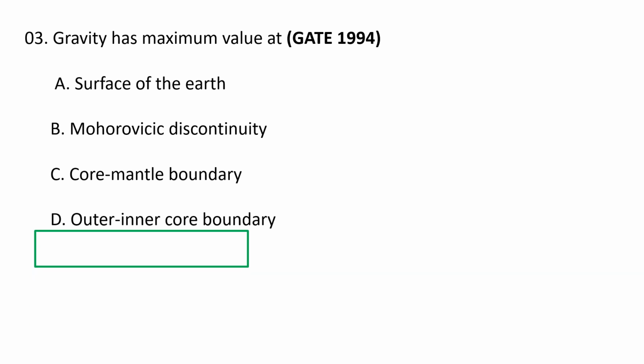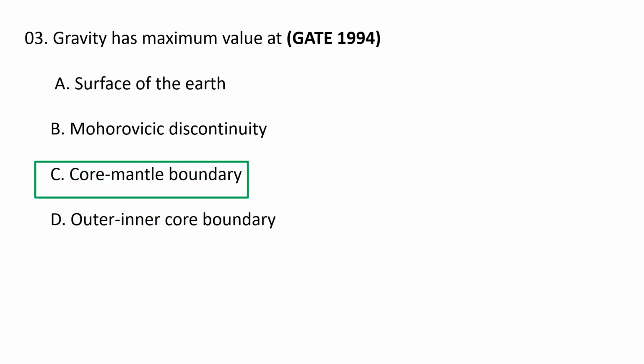Next question. Gravity has maximum value at A. Surface of the earth, B. Mohorovicic discontinuity, C. Core mantle boundary, D. Outer core inner core boundary. So gravity has a maximum value at the core mantle boundary. An interesting feature of gravity is that it slightly increases at the beginning with respect to the value at the surface, and then it attains a maximum value of 10.7 meters per second square at the core mantle boundary. From here on the value decreases almost linearly and becomes 0 at the center of the earth. So gravity has maximum value at the core mantle boundary.